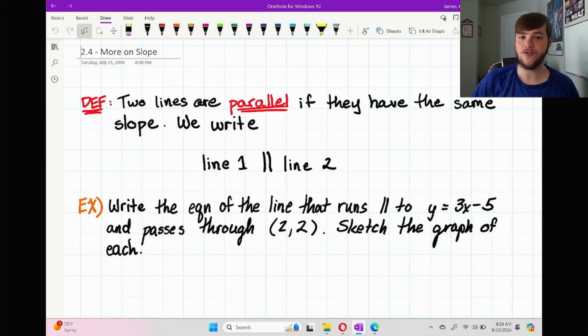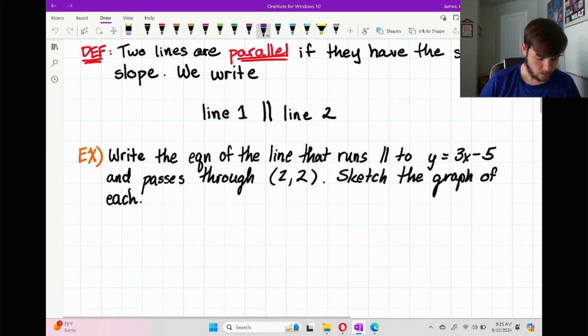We call two lines parallel if they have the same slope. And we have this little symbol, two vertical bars pushed up next to each other, to represent or write quickly that one line is parallel to another. So, how do we find the equation of a line that runs parallel to y equals 3x minus 5, but passes through 2, 2? Then, once we find it, let's sketch the graph of each of them.